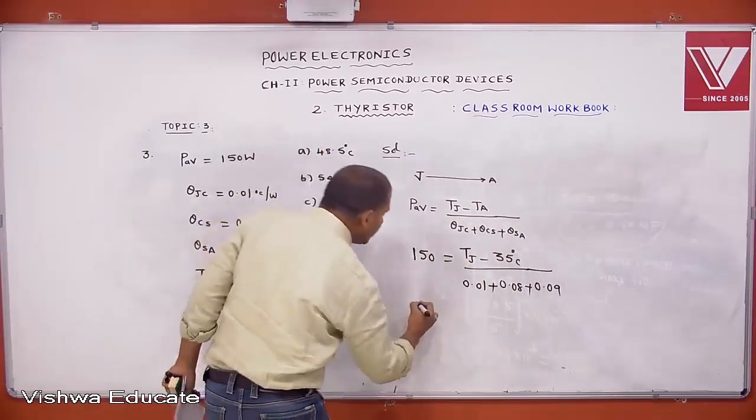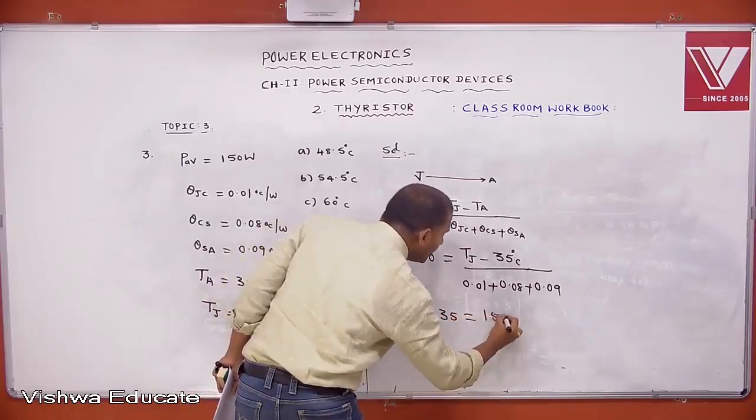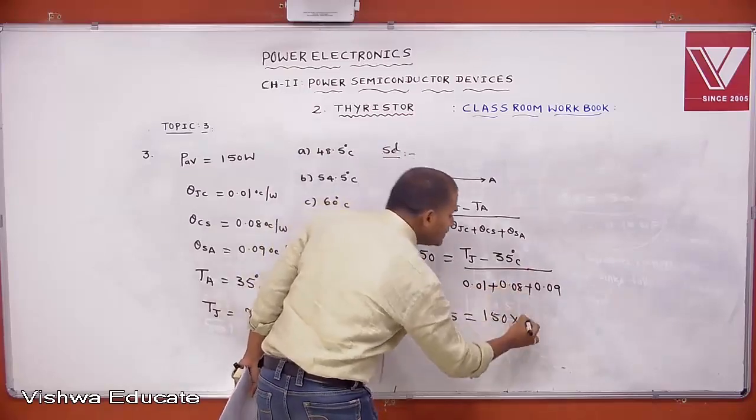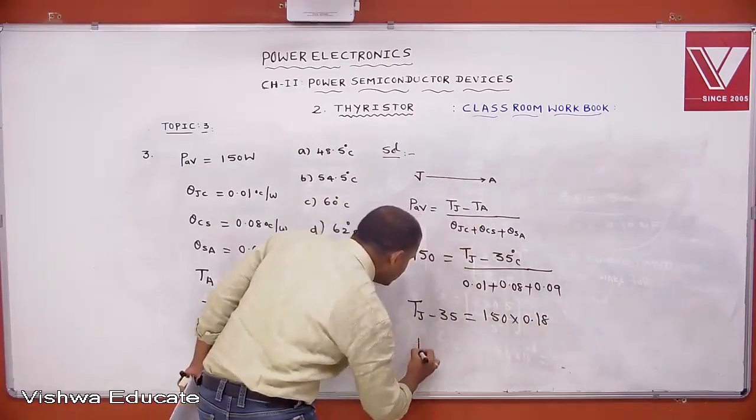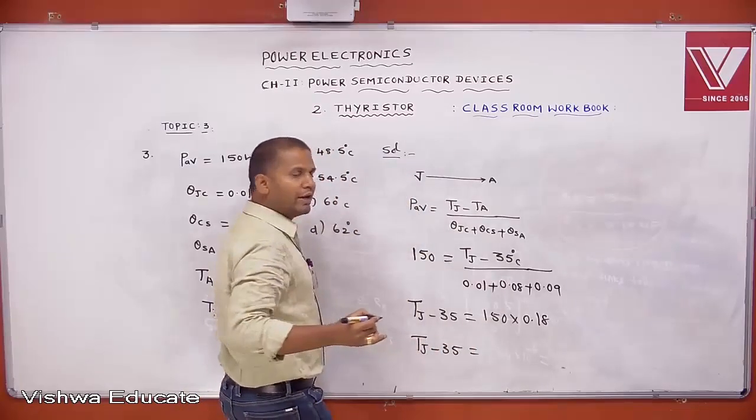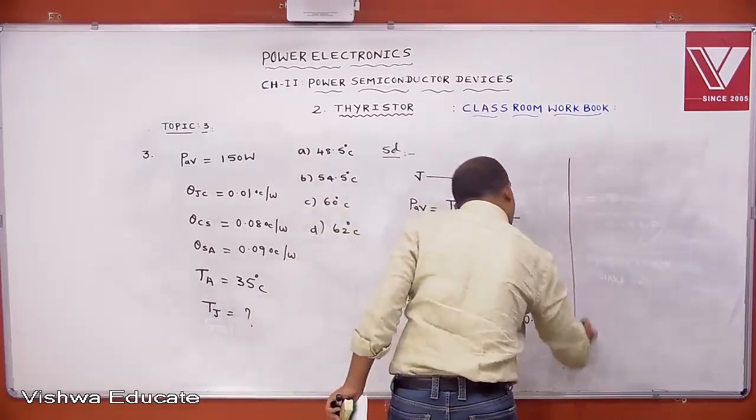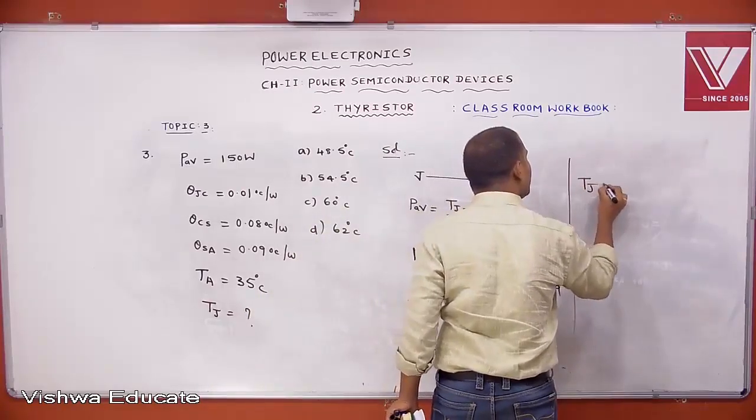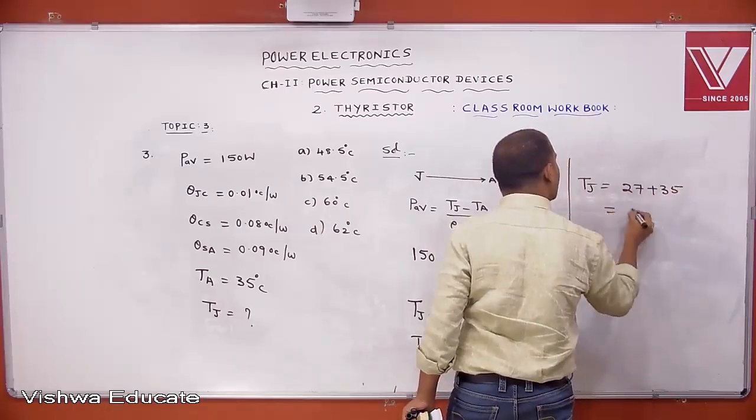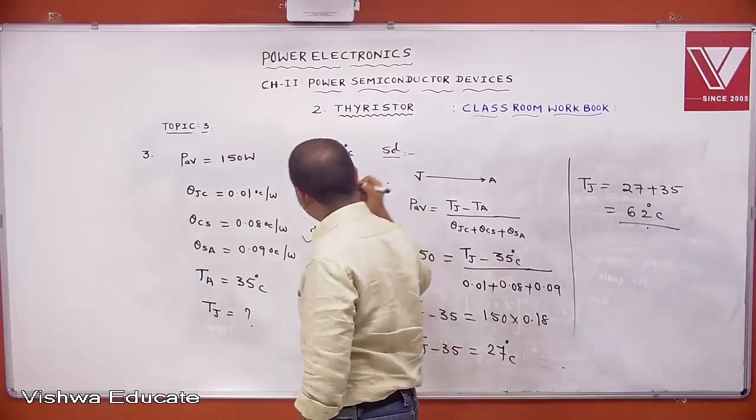Then you can write this: Tj minus 35 equal to 150 into, 0.01 plus 0.08 plus 0.09, this is 0.18. Then Tj minus 35 equal to 150 into 0.18. This we can get 27 degrees centigrade. Then from this, the junction temperature equal to 27 plus 35. Then how much you get? 62 degrees centigrade. Then which is the option? Option D is correct.